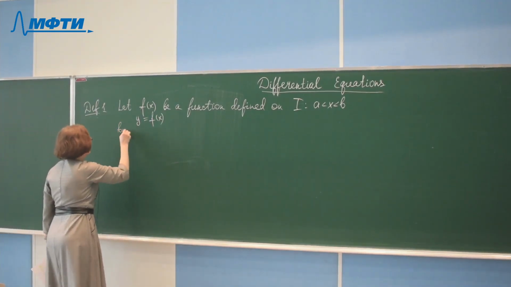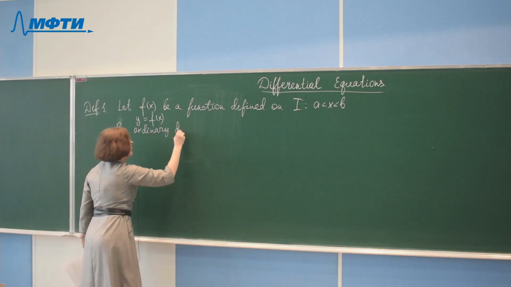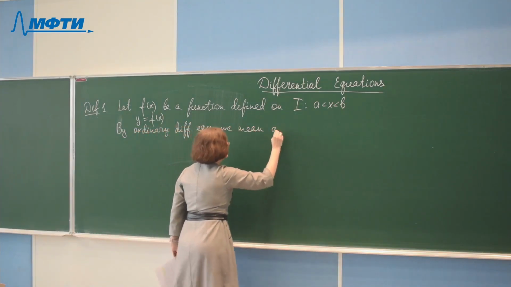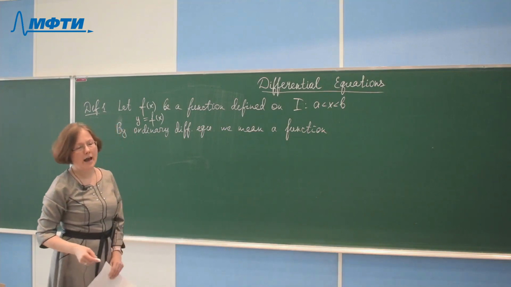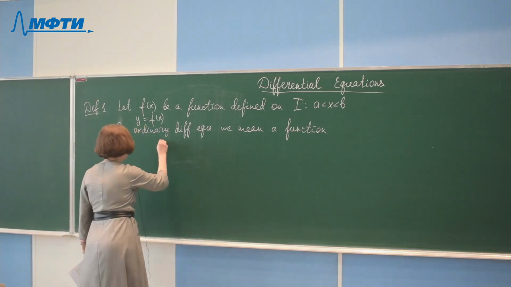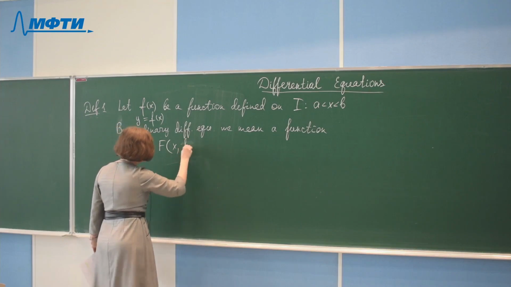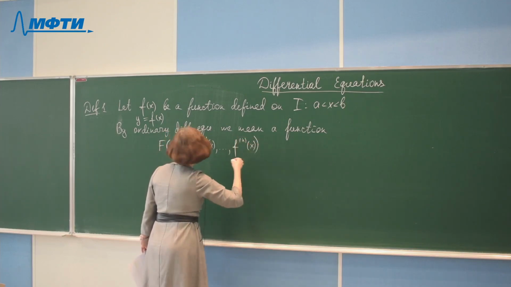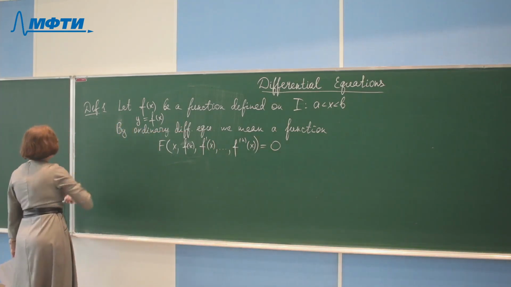And so by ordinary differential equation, we mean a function involving x and the derivatives of our function f small. A function f capital, call it f capital, depending on several variables. I will call them x, f of x, then f prime of x, and so on. And the nth derivative of f equals 0. So this function.